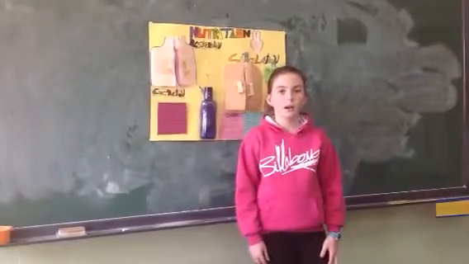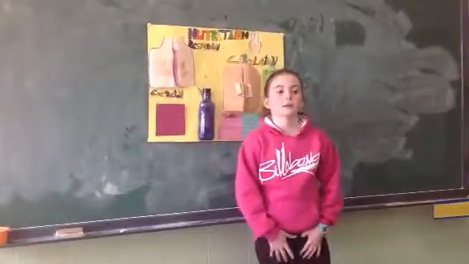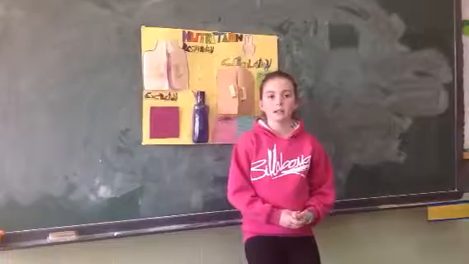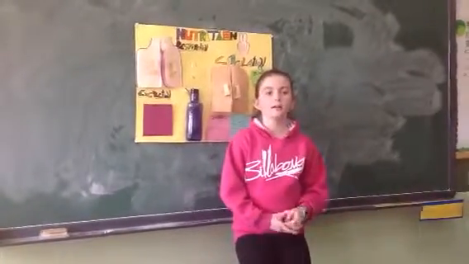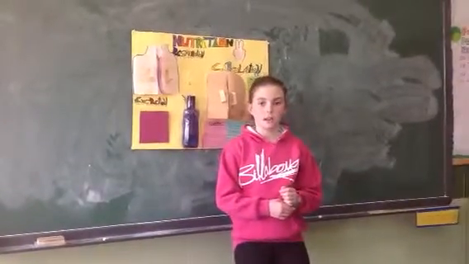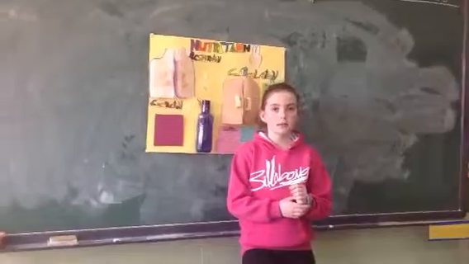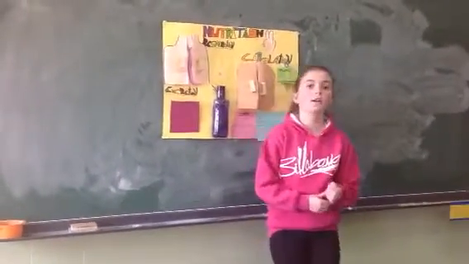When we breathe in, air goes through the nostrils and then to the pharynx. From there it goes to the larynx and to the trachea. The trachea is divided into two bronchi that are connected to each lung. The bronchi are divided into bronchioles. At the end of the bronchioles are the alveoli.